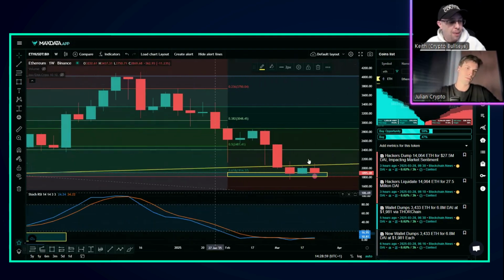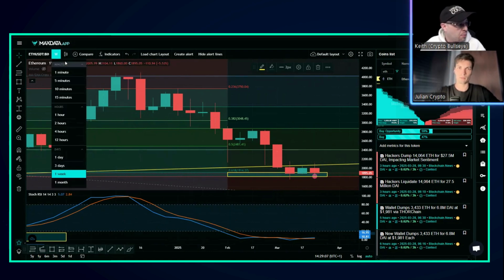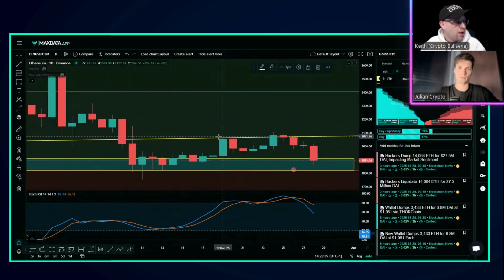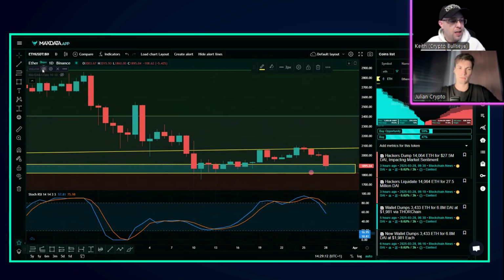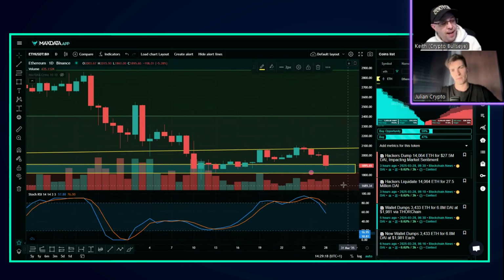And we do need to come back and break through this level here, the 2046. Between 2000 and 2046 is going to be a key level for Ethereum to break through. So we'll bring on a couple of other indicators. Firstly, who's winning, the bulls or the bears? Back on the daily, you can see the volume. As far as the volume's concerned, it's the bears that are winning. We're getting bearish volume at the moment.